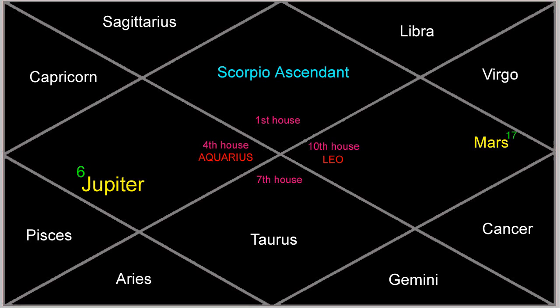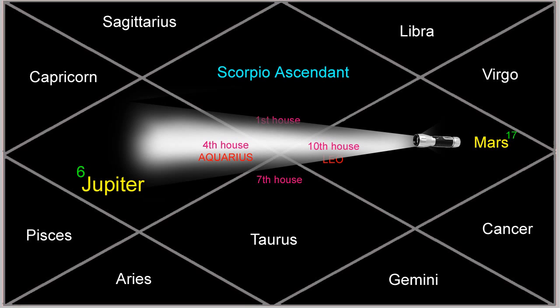So Mars, okay, let's say aspects are like a flashlight. You take a flashlight and you look at something in front of you or on your side. So let's give Mars a flashlight. So here we have Mars with a flashlight. Okay, and Mars's flashlight is looking directly to the opposite side. And let's light that flashlight up. So here is Mars's aspect.